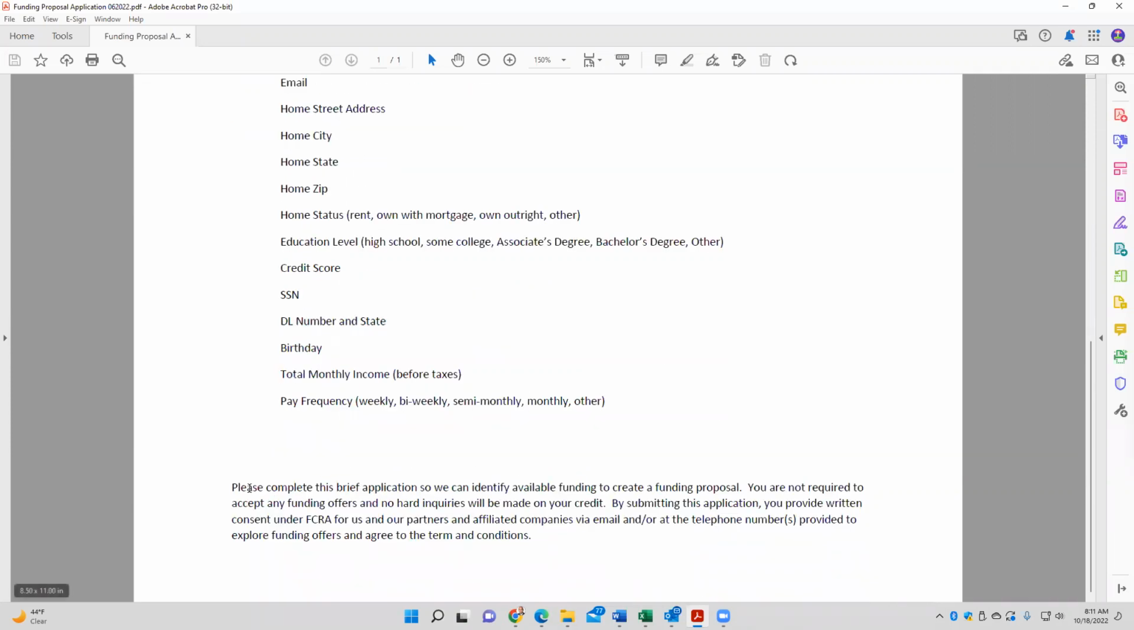And then we have a little disclaimer. We'll go ahead and read it just so we're all clear on it. So please complete this brief application so we can identify available funding to create a funding proposal. Obviously, you and I know for their first tranche of financing. You are not required to accept any funding offers, and no hard inquiries will be made on your credit profile. By submitting this application, you provide written consent under FCRA for us and our partners and affiliated companies via email and or telephone numbers to explore funding offers and agree to the terms and conditions.